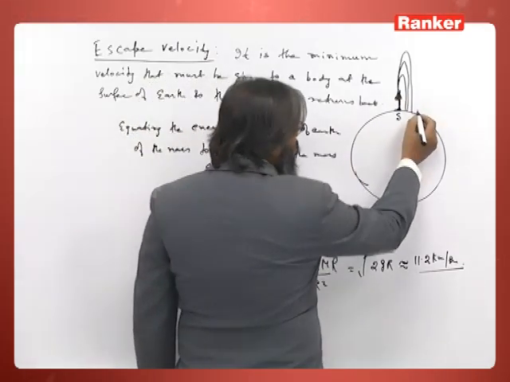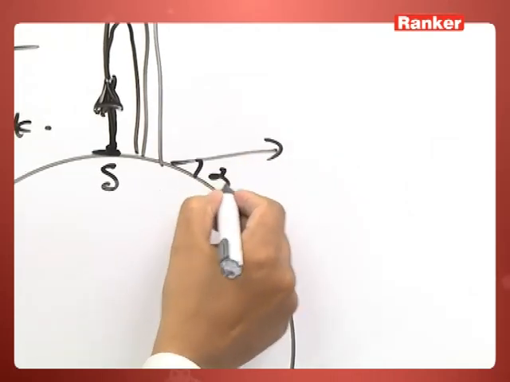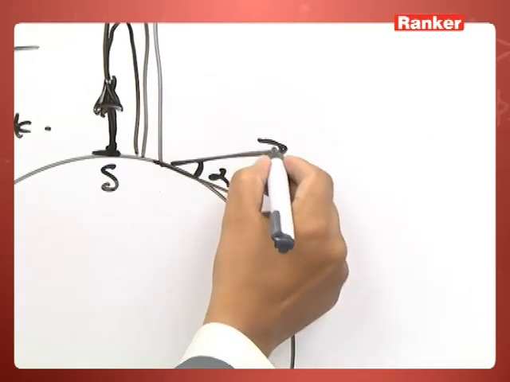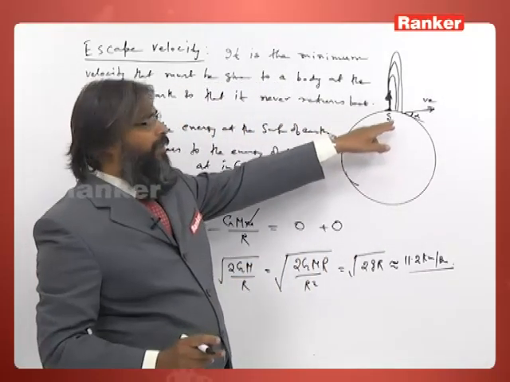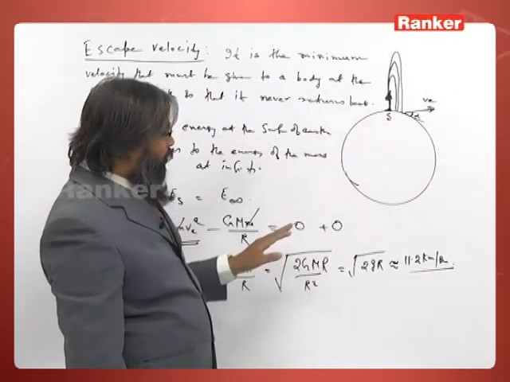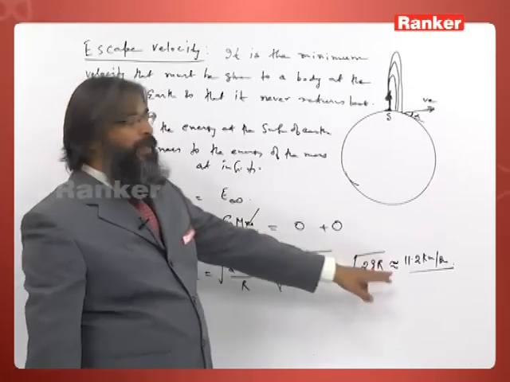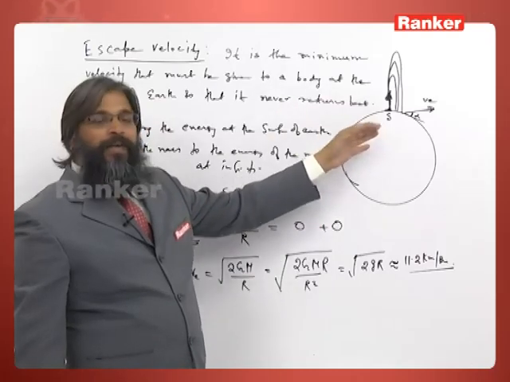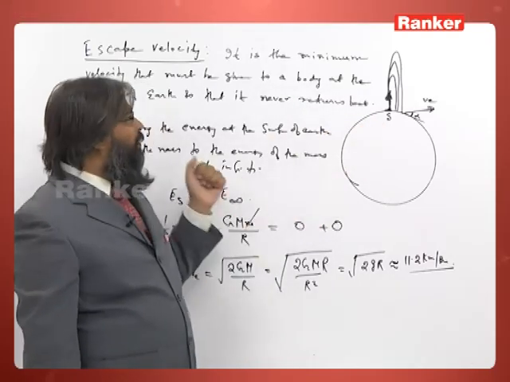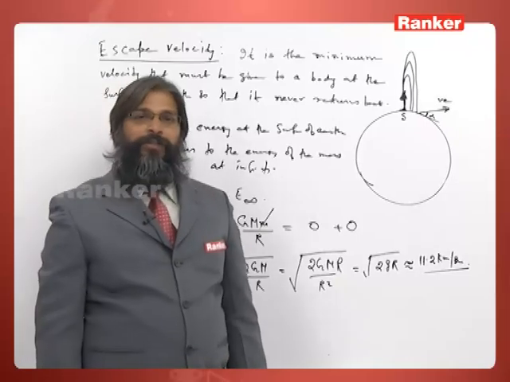Even if I throw it at some angle alpha, the same escape velocity is required. So, whatever the angle of projection may be, if I give this speed to anything from the surface of earth, then it will never return back. This is what escape velocity is.